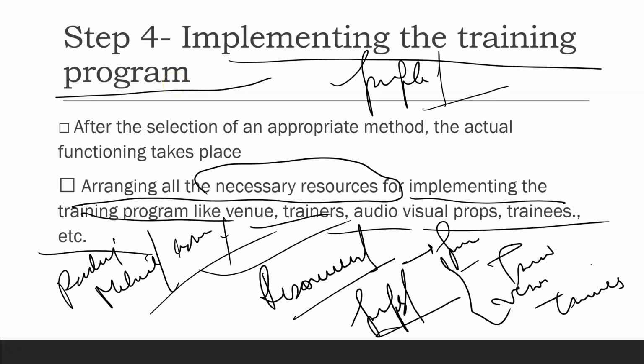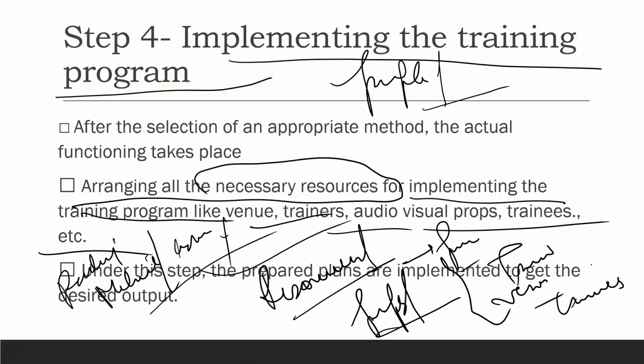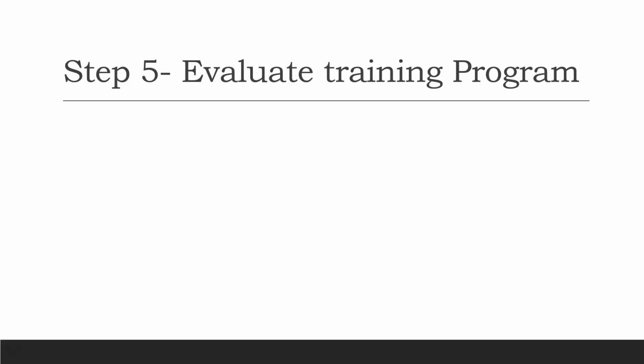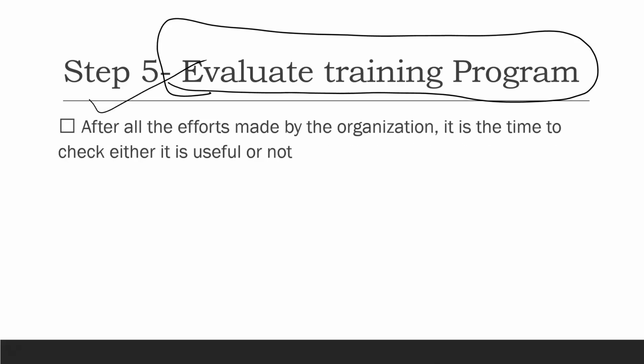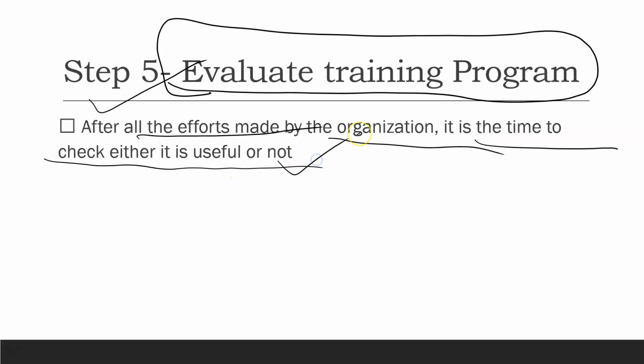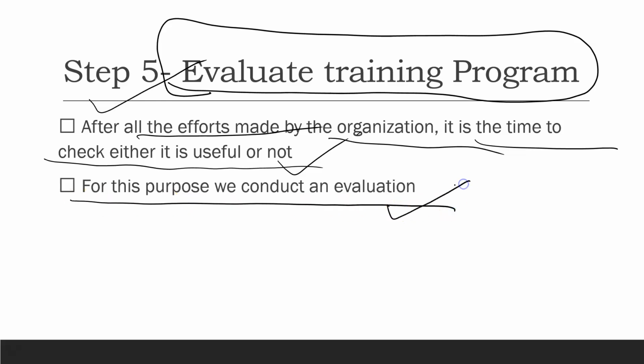And then that is why what is important at last, and that is what is required in the next stage, is evaluating the training program. If you are conducting anything, you need to evaluate also. So what do you do in this stage? After all the efforts made by the organization, it is the time to check whether it is useful or not. You need to assess your training program, whether that training program was useful or not, whether that training program has met the desired objective or not. For this purpose, we can conduct an evaluation process.